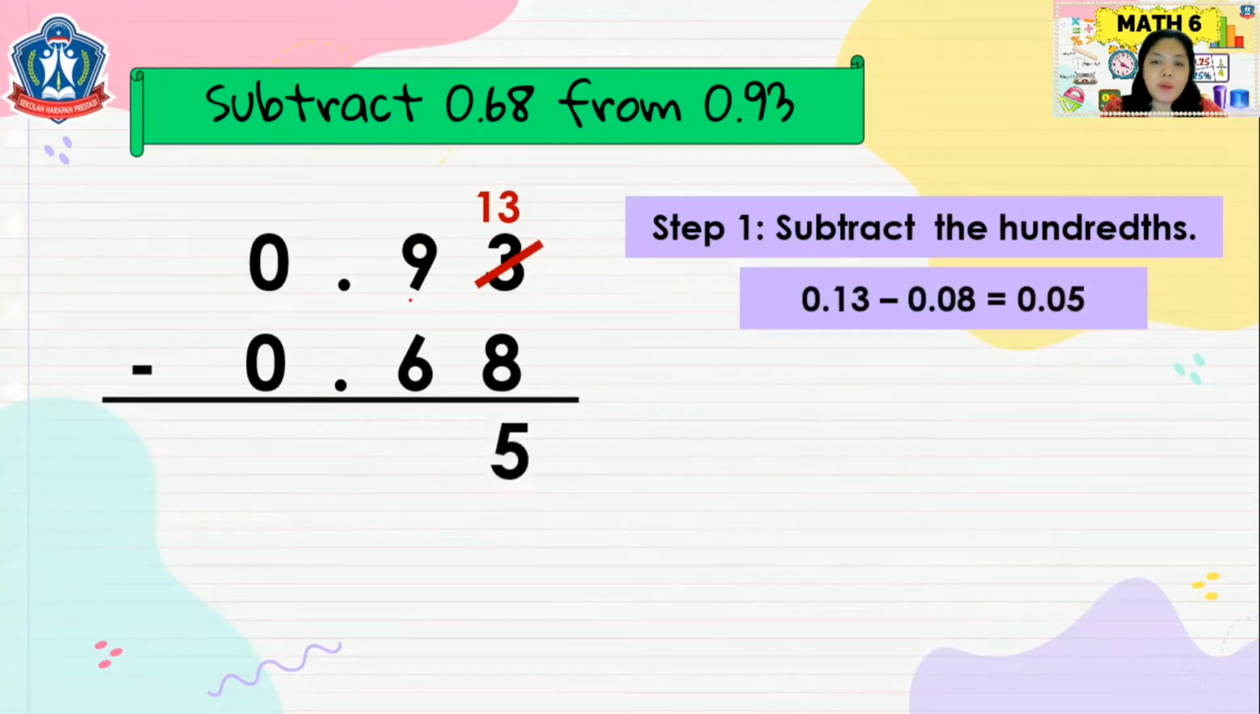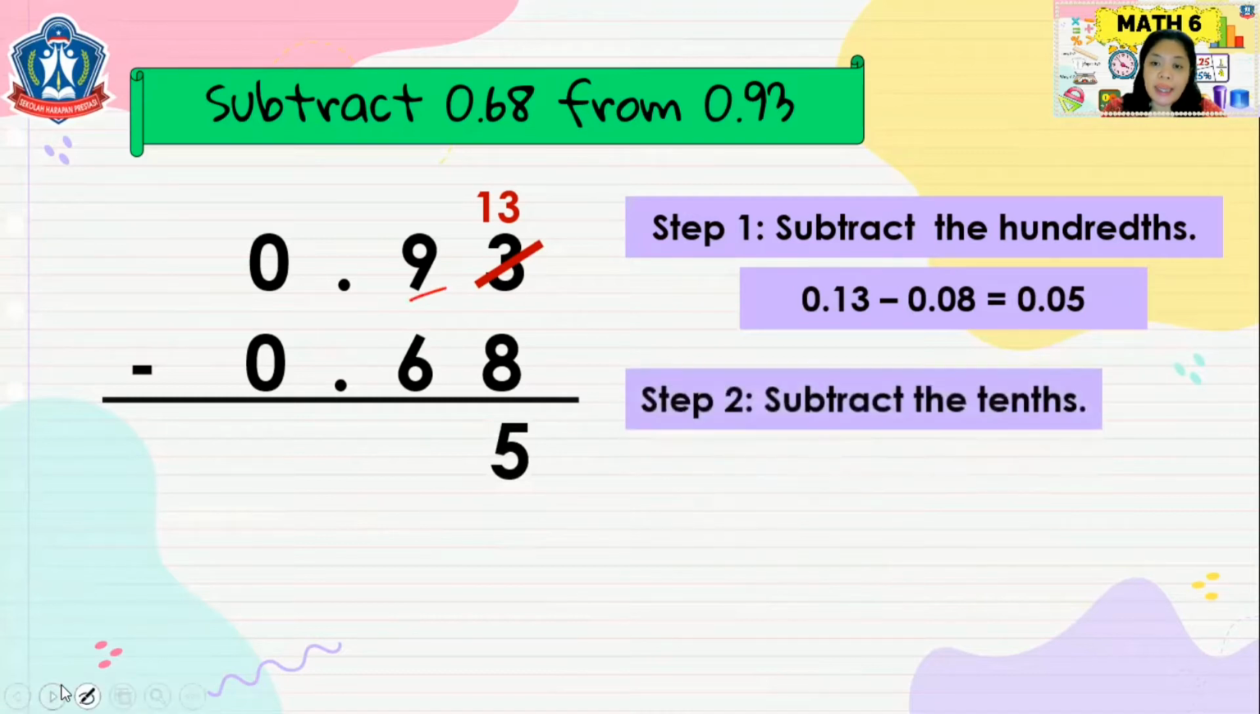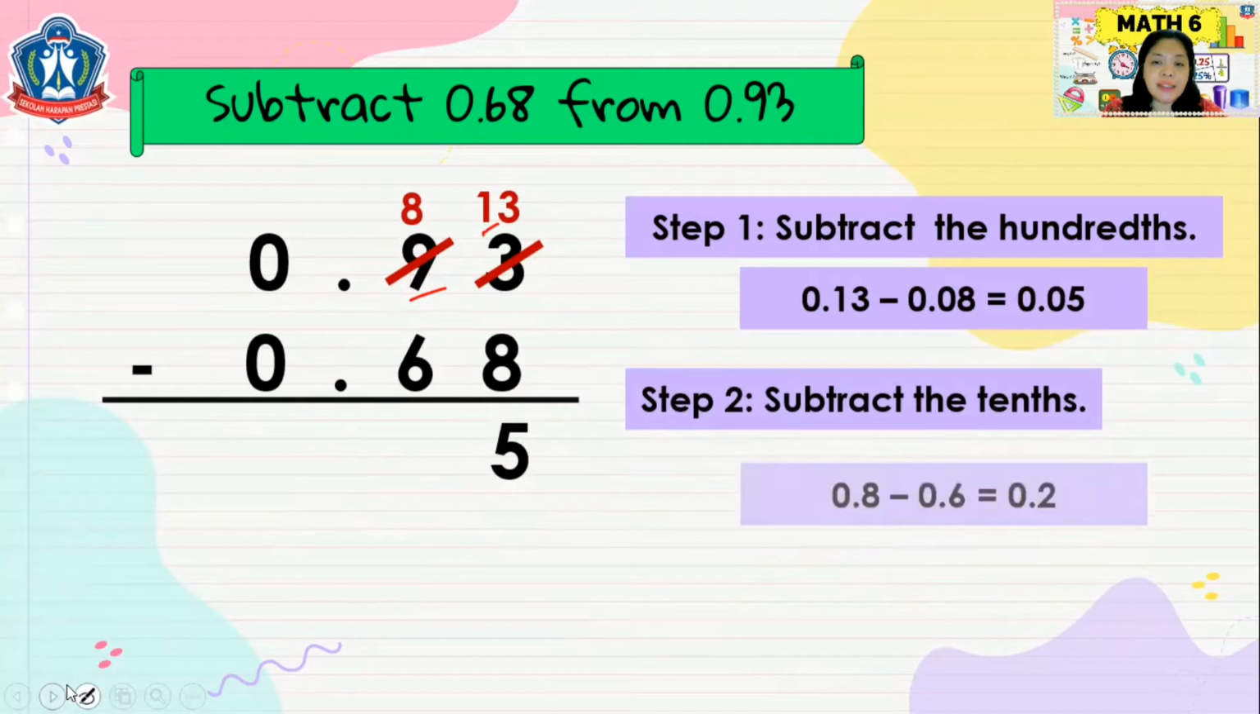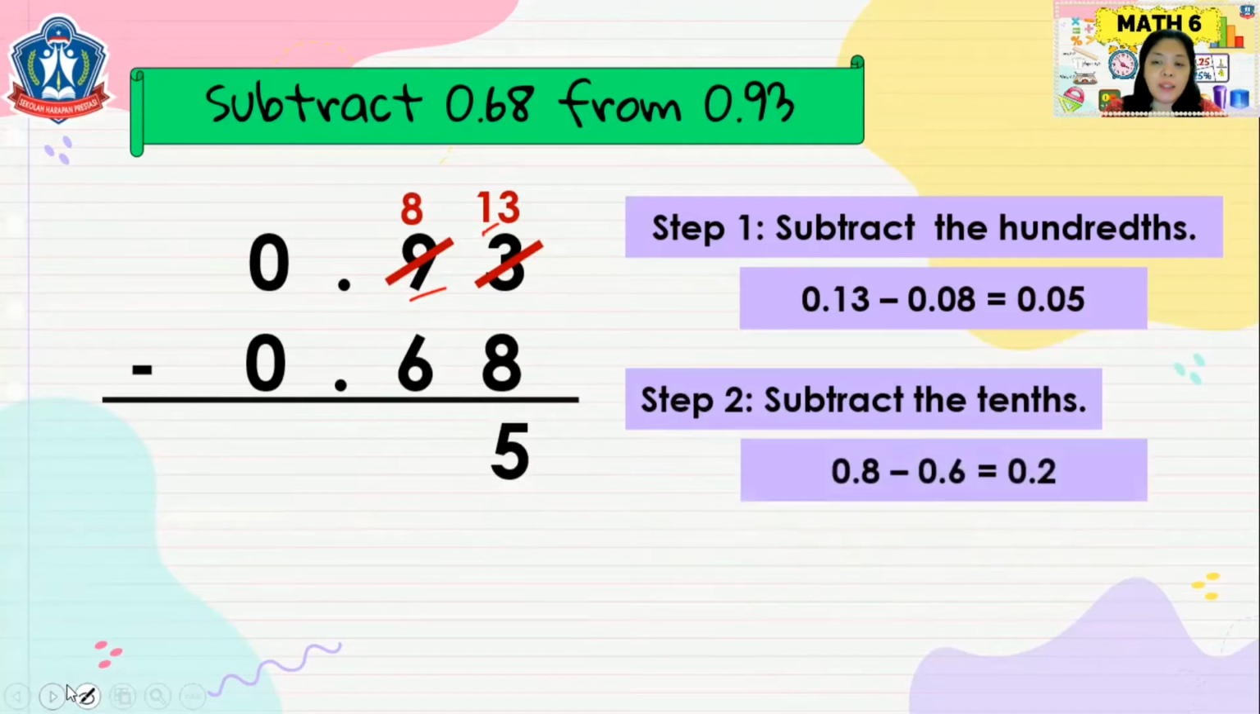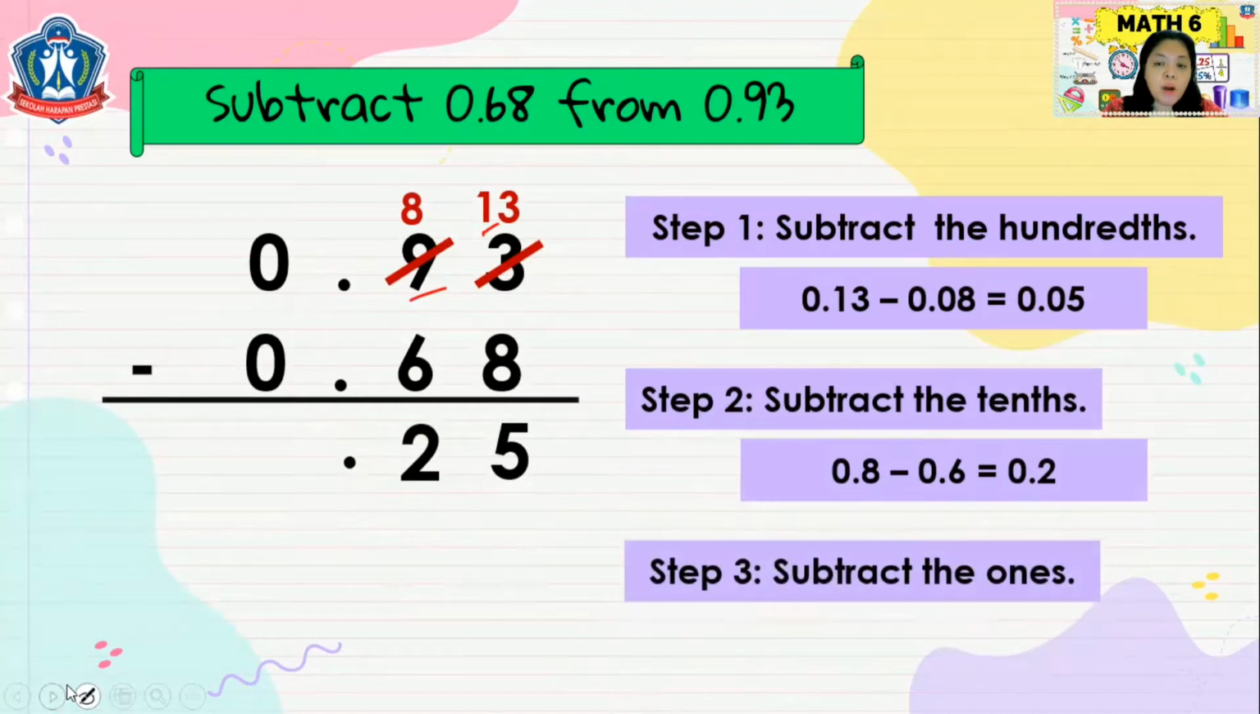So if we subtract, that is equal to 0.05. The 0.9 here will become 0.8, because we already took this 0.1. So 0.8 minus 0.6 is equal to 0.2. So as we observe, our ones are all zeros, so we just write zeros, or you can subtract 0 minus 0. So our answer is 0.25. So this is how to add and subtract decimals. So it's just the same as adding and subtracting whole numbers, but we only add the decimal points.